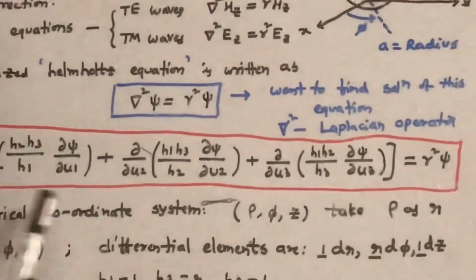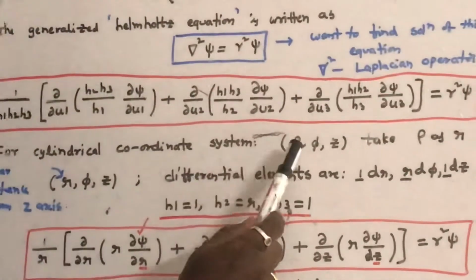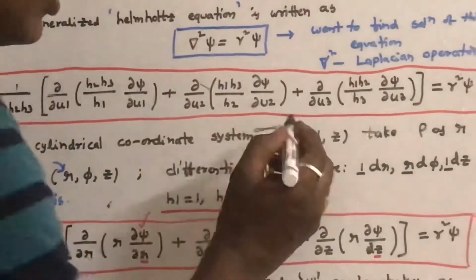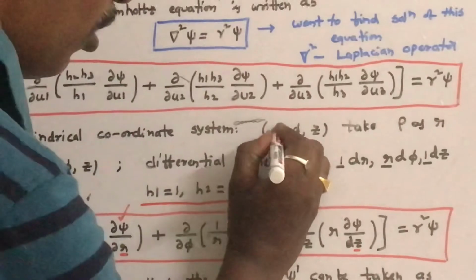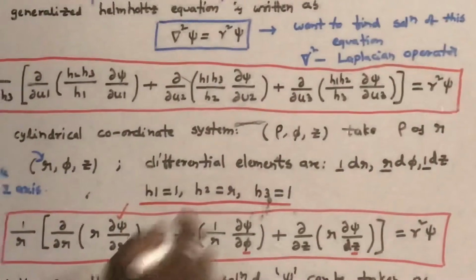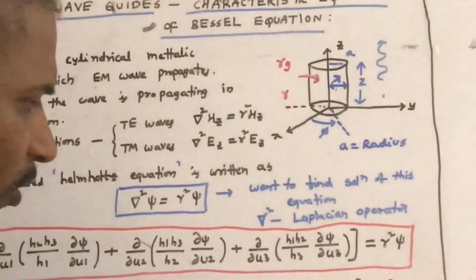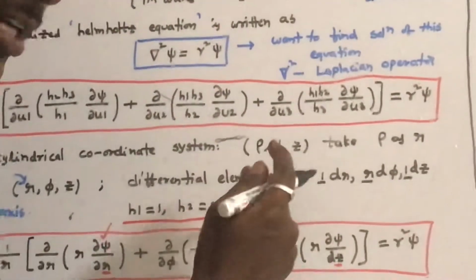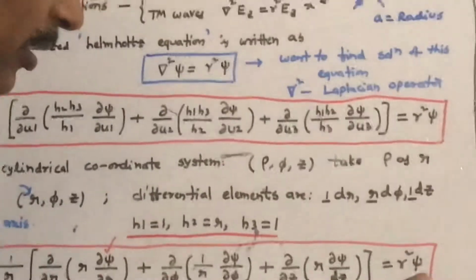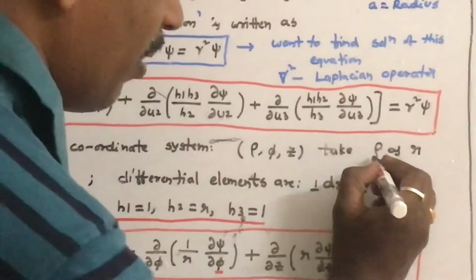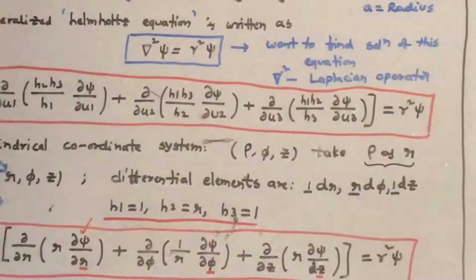So for the cylindrical coordinate system, what are the elements? Rho, phi, z. Always remember that rho is the perpendicular distance from the z axis, which I have mentioned in this diagram. Now, because we are not using the spherical coordinate system anymore, take rho as r. Remember this point, take rho as r. Why are we taking this?